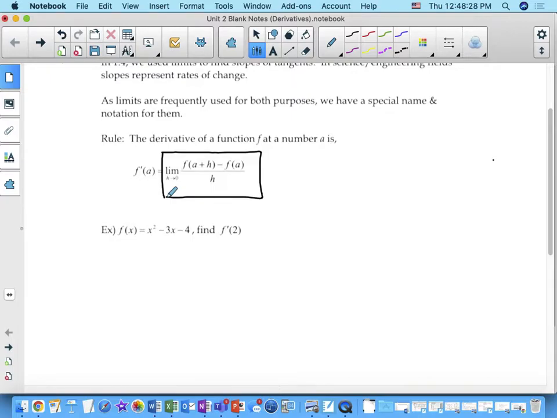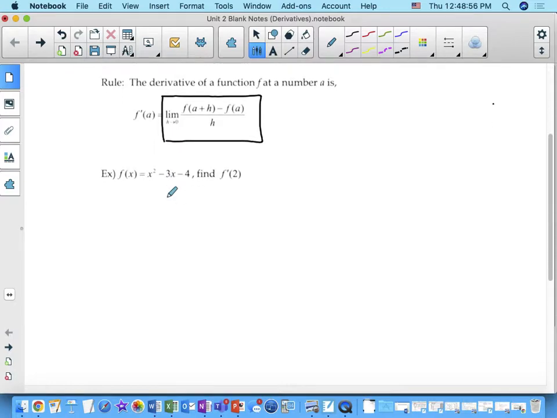F prime of A, that's how we would say it out loud, is the derivative of the function at point A of f of x, and that represents the slope of the tangent line at that specific point in that function. Now, how do we find this? Well, luckily we've already done that last unit, right?